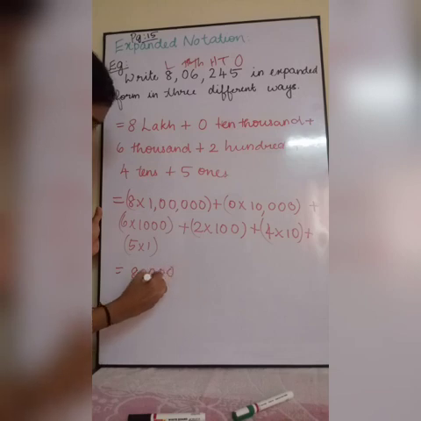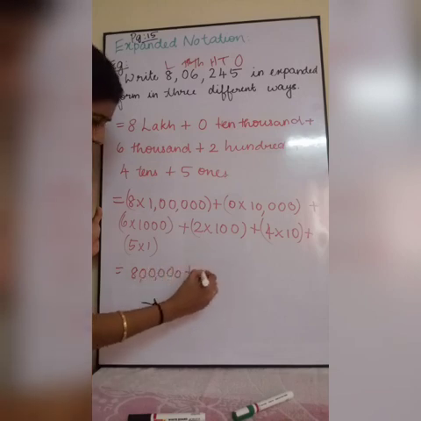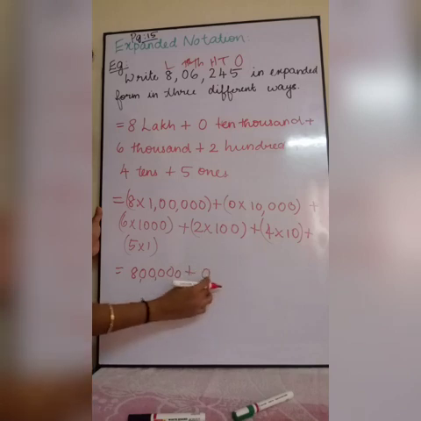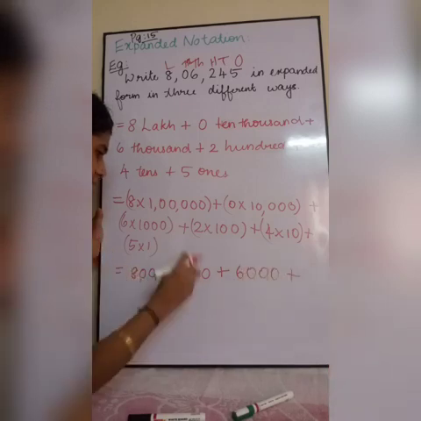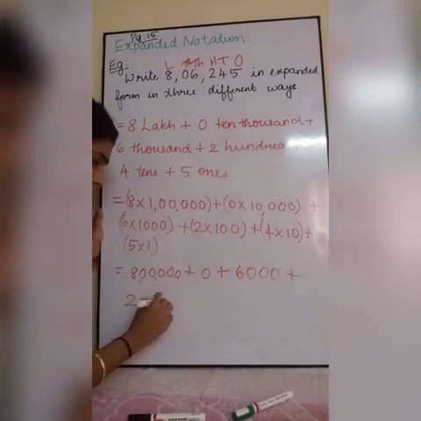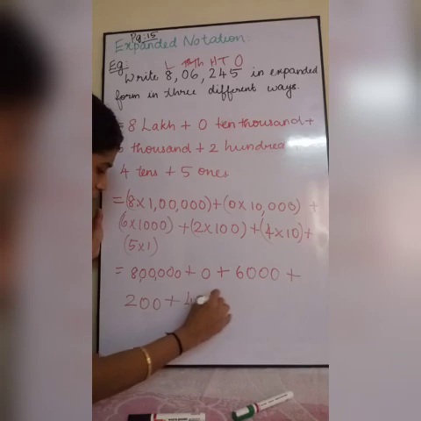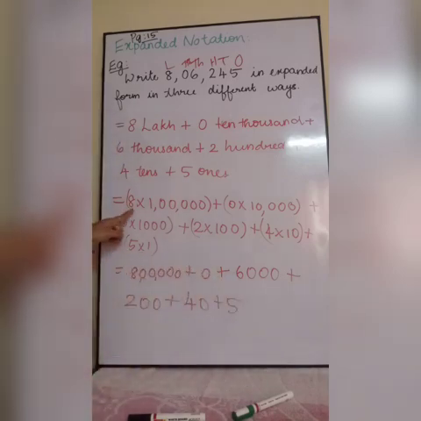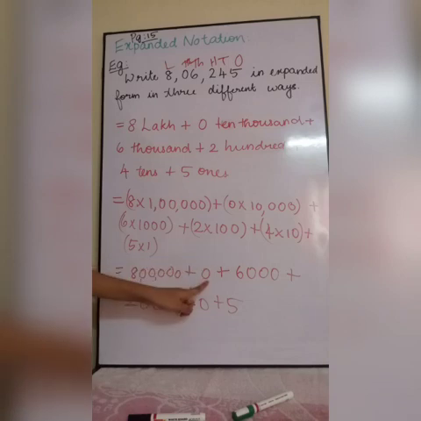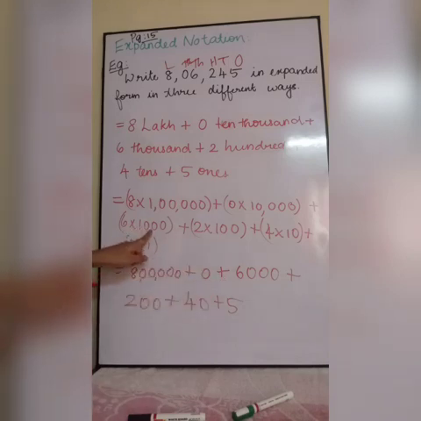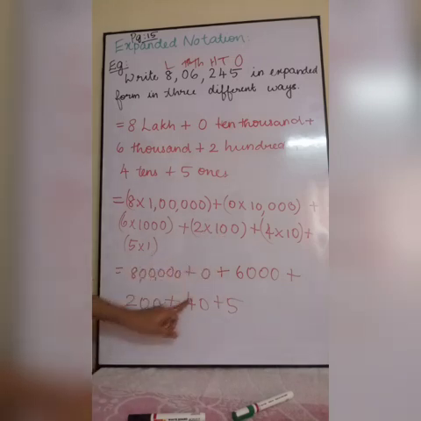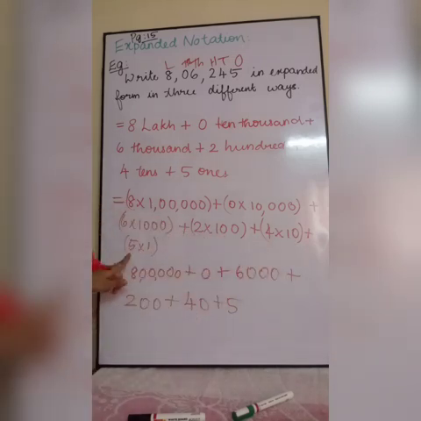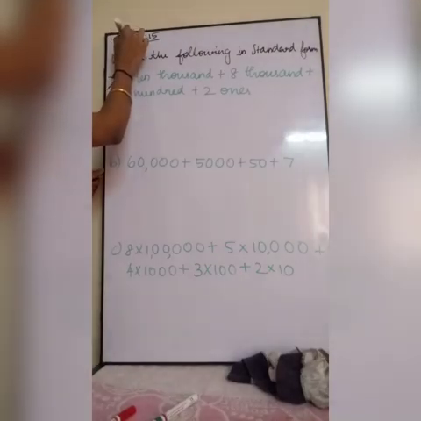8 lakhs plus 0 into 10,000, 0, plus 6,000 plus 200 plus 40 plus 5. Listen, 8 lakh plus 0 into 10,000, 0, plus 6 into 1,000, 6,000, plus 2 into 100, 200, plus 4 into 10, 40, plus 5 into 1, 5. Understood?